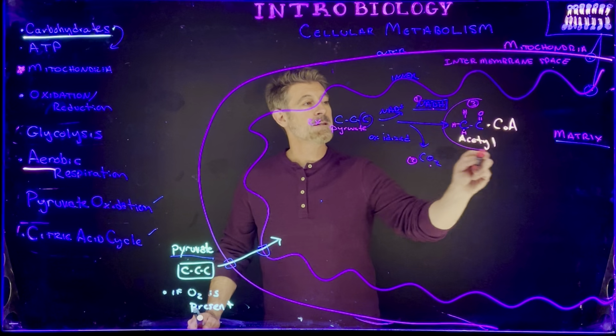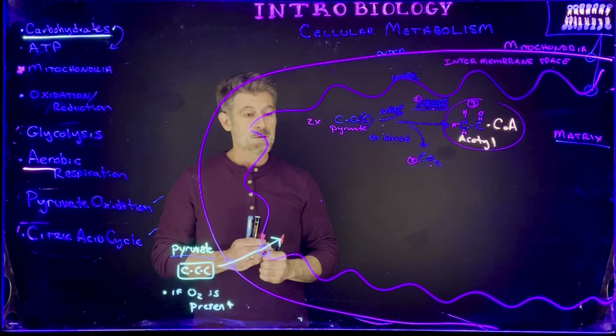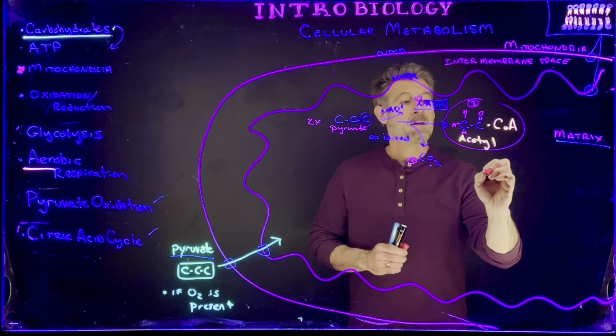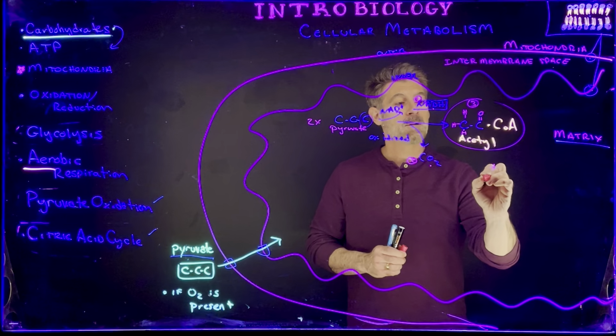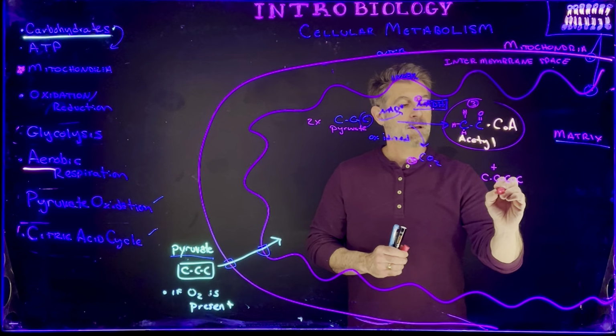You end up with this acetyl-CoA molecule. Again, we're not going to go into all the details of the chemistry, but what we're going to enter now is in what's called the citric acid cycle. Citric acid cycle is also called the Krebs cycle because of this molecule.